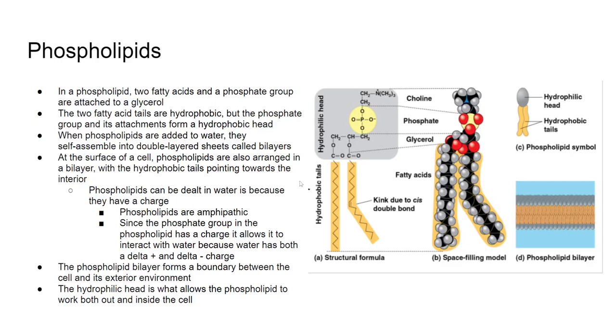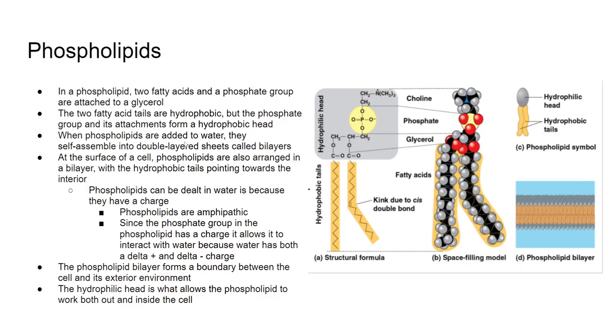Phospholipids: I have a very detailed video dedicated to this, all about the cellular membrane and phospholipids, but this is just an introduction. In a phospholipid, 2 fatty acids and a phosphate group are attached to a glycerol. The 2 fatty acid tails are hydrophobic, but the phosphate group and its attachments form a hydrophilic head. Apologies, I mislabeled that earlier. This is the hydrophilic head, and this is the hydrophobic tail.